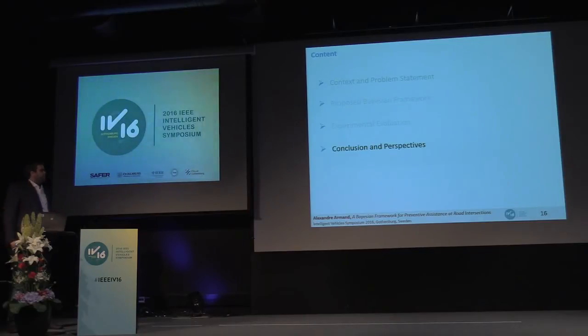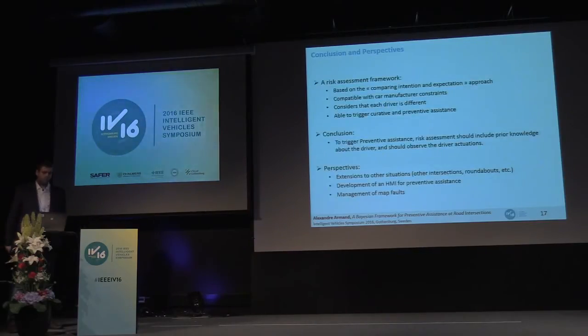Okay, I come now to the conclusion. So we proposed a risk assessment framework, which is based on the comparing intention expectation approach using the Bayesian network. It was proposed by Stéphanie Lefebvre. It's compatible with car manufacturer constraints, so we use very poor sensors. It allows to consider that each driver is different, so we use prior knowledge about the driver. It's able to trigger curative assistance, but also preventive assistance. This is what we were looking for.